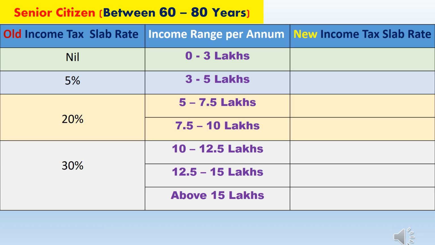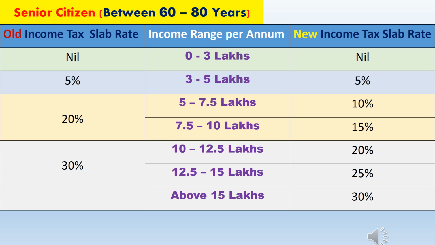We will see now. In your taxable income from 0 to 3 lakhs, you need not pay any tax. From 3 lakhs to 5 lakhs, for this amount 5% tax you have to pay. Next, for the amount which falls between 5 lakhs to 10 lakh rupees, for this amount 20% tax you have to pay. Next, in your taxable income, the amount above 10 lakhs, for that amount 30% tax you have to pay.